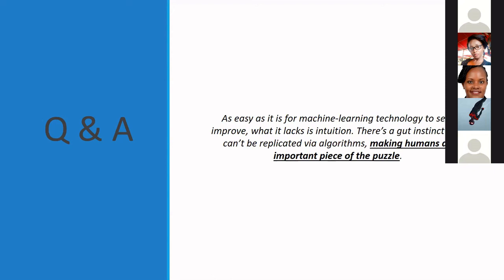But on another hand, and that's why we're here discussing emerging technologies, artificial intelligence, data analytics and data science are actually creating a lot of jobs all over the world in different industries. As easy as it is for machine learning technology to self-improve, what it lacks is intuition and gut instinct that can be replicated via algorithm, making humans an important piece of the puzzle at the end of the day.